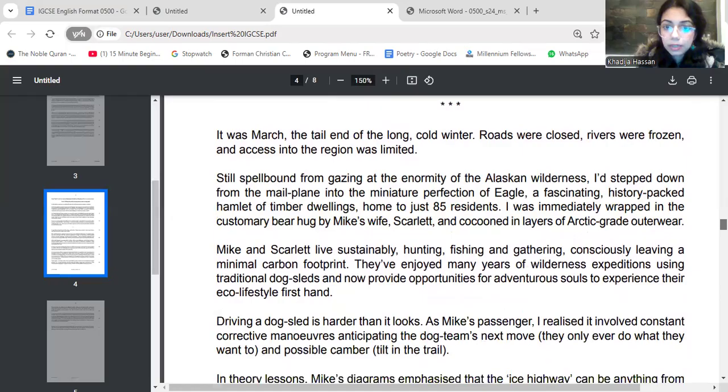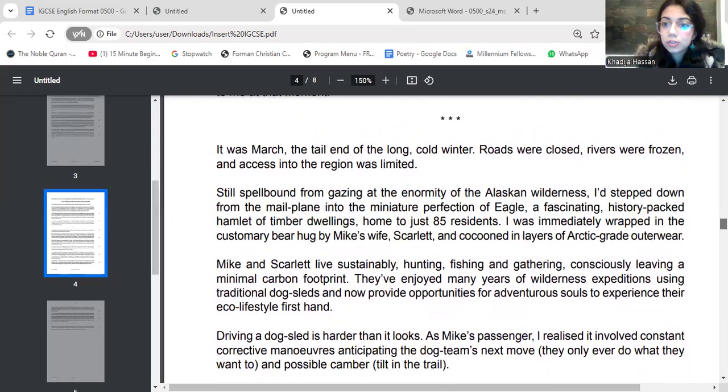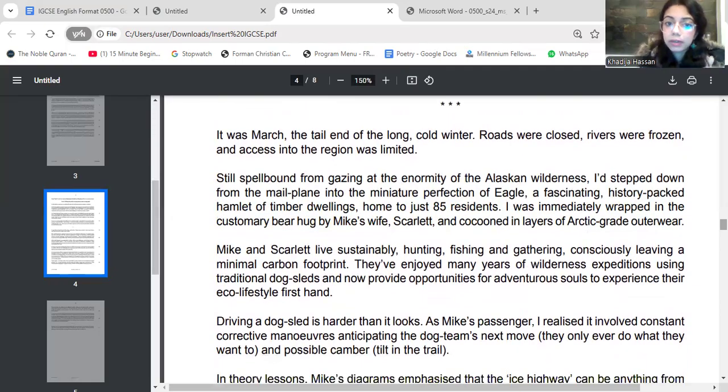Okay, so here they kind of take a pause. It's a journal entry, so she's probably going to a different moment in time now. It was March, the tail end of the long, cold winter. Roads are closed, rivers were frozen, and access into the region was limited.